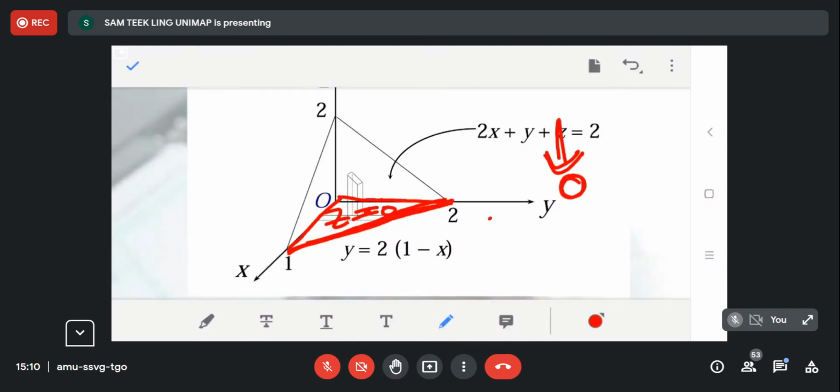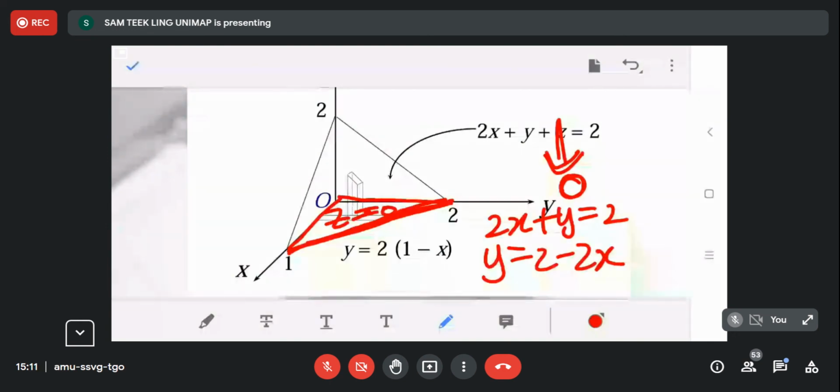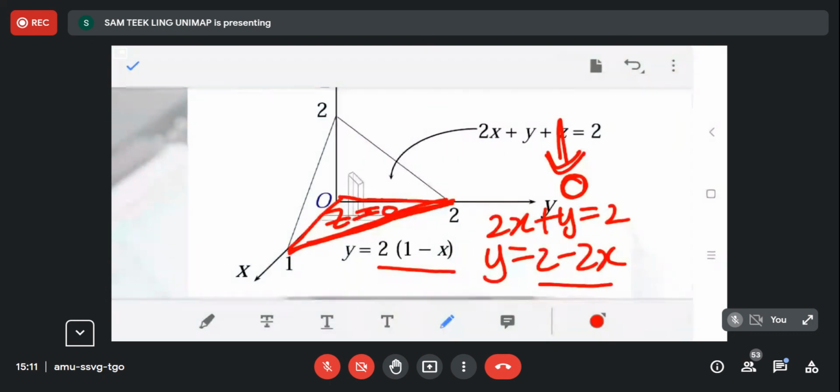So we got 2x plus y equal 2. So we need the y limit. So y equal 2 minus 2x. If you want to simplify, or you give me 2 minus 2x, it is okay. So my y starts 0 to 2 minus 2x, or 2 times bracket 1 minus x, same. You rearrange 2x plus y equal 2, my y equal 2 minus 2x. So that one is my limit.